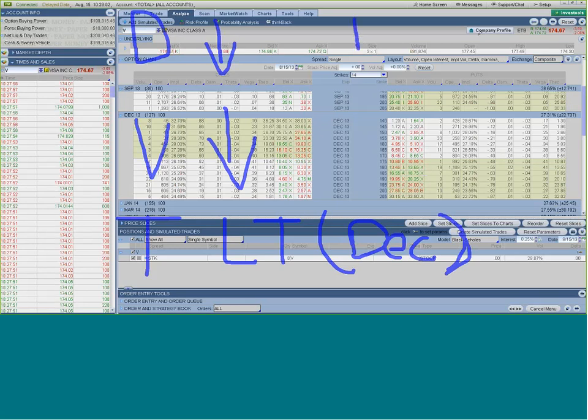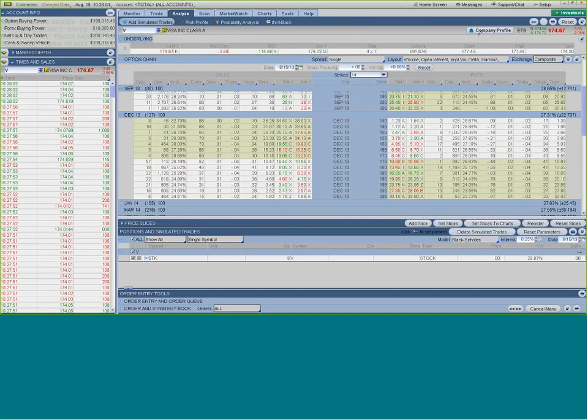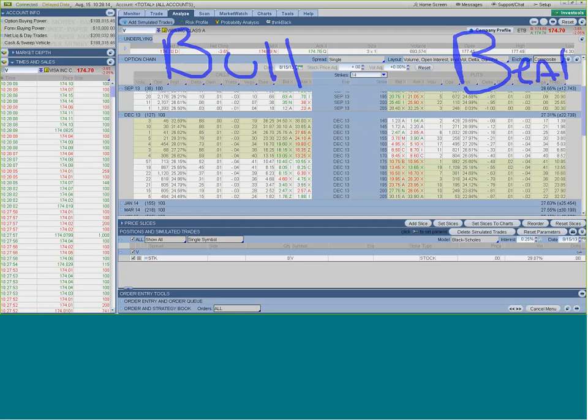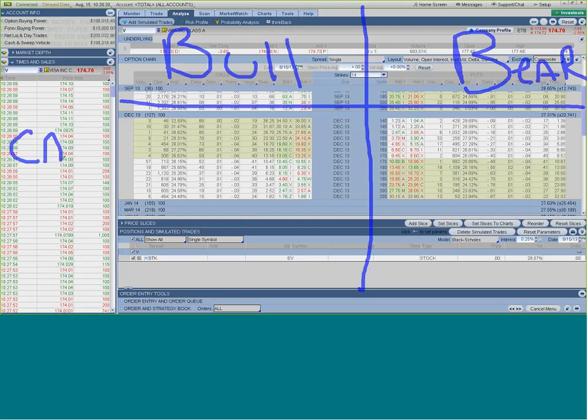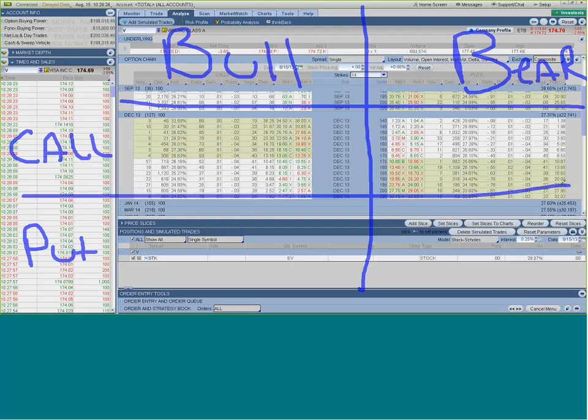I'll draw a little chart here. This is the easiest way to think about it. Here's bullish. Bullish means optimistic. We think it's going to go up. Bearish, we think it's going to go down. We have our calls and we have our puts. I like to draw these little charts. I find it very helpful.